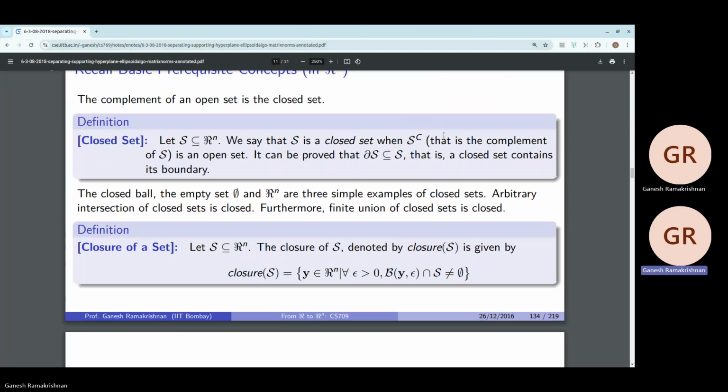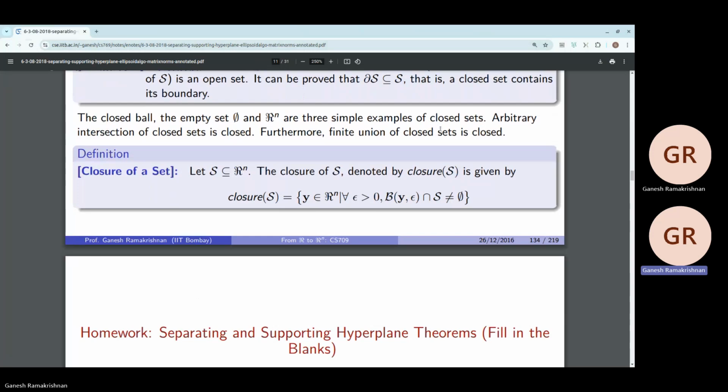And any point I take, including the boundary, for all epsilon, there's a non-trivial intersection of that ball Y comma epsilon with the interior of the table, because the interior of the table was S. This is clear? Okay. So I think somebody had asked for the definition, so I just brought it up.